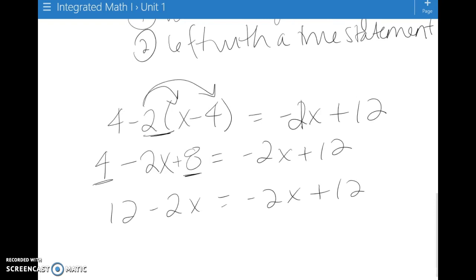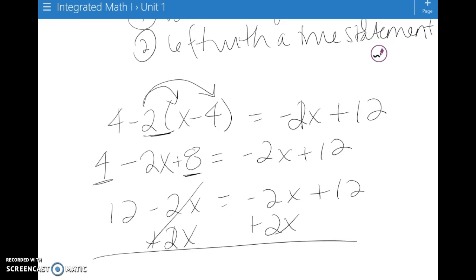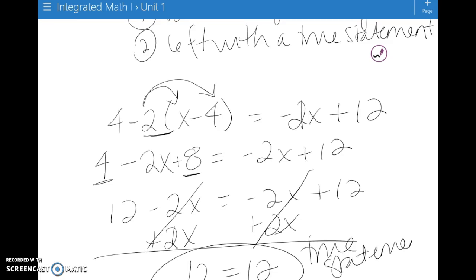All right, I need to move my variables to one side so I can add 2x to both sides. What do you notice? They cancel. 12 equals 12. A true statement. So this means, see how my variables disappeared? I'm left with a true statement. I have infinitely many solutions. All right, that's it.